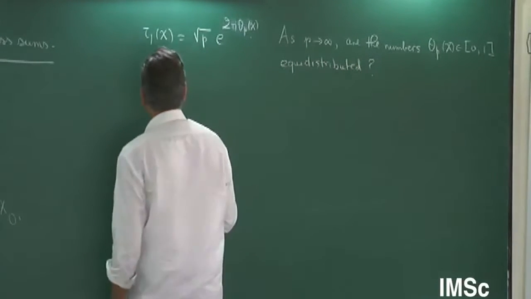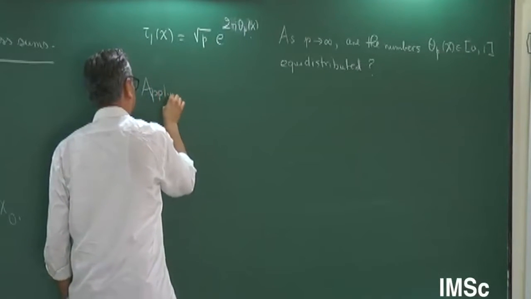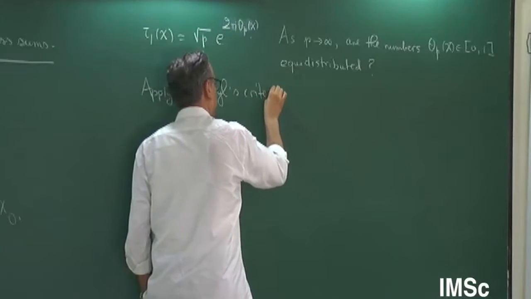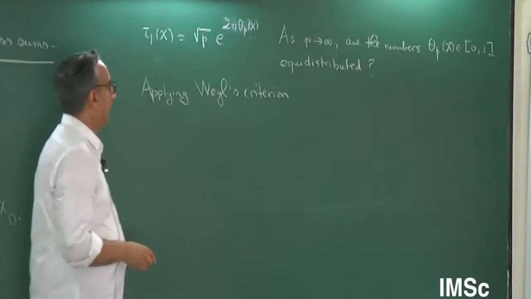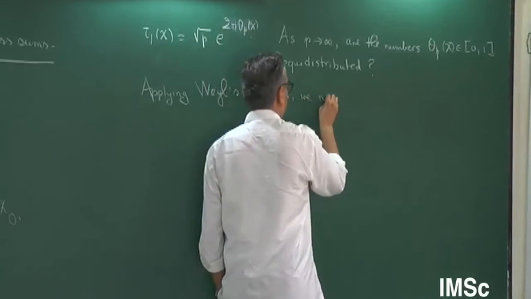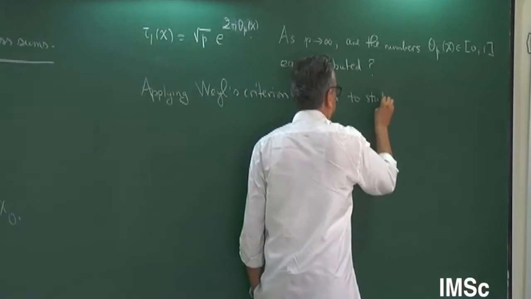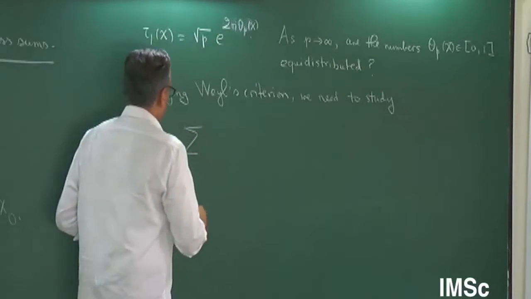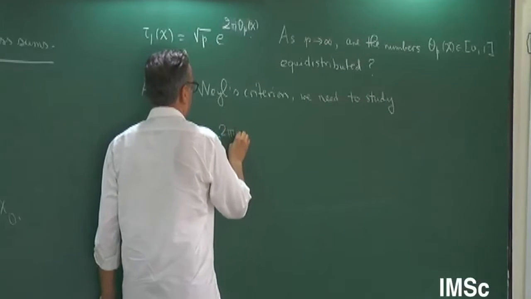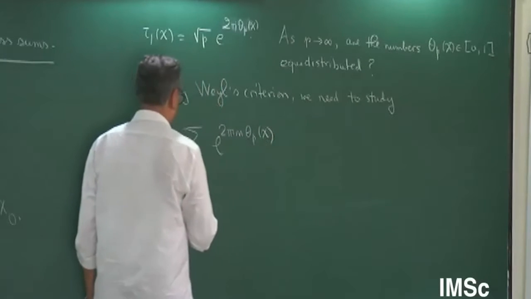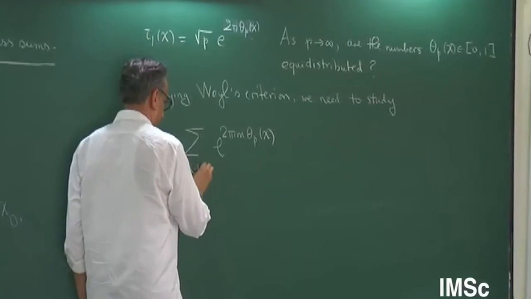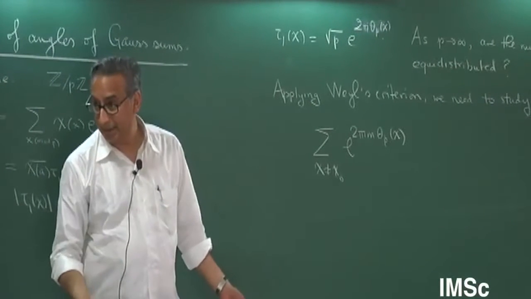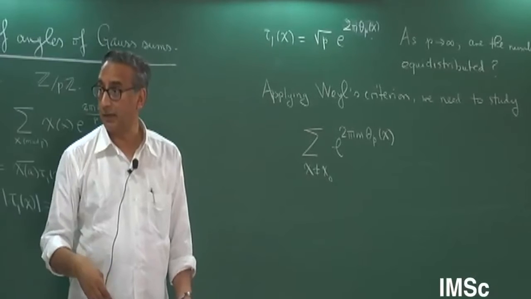So applying Weyl's criterion, we need to study the following sums. We need to study these sums, e to the 2 pi i m theta p of chi, where I am running over all the characters chi not equal to chi 0. How many characters are there? They're multiplicative characters. So the number of characters is p minus 1, and then I'm not taking the trivial character, so it's p minus 2.